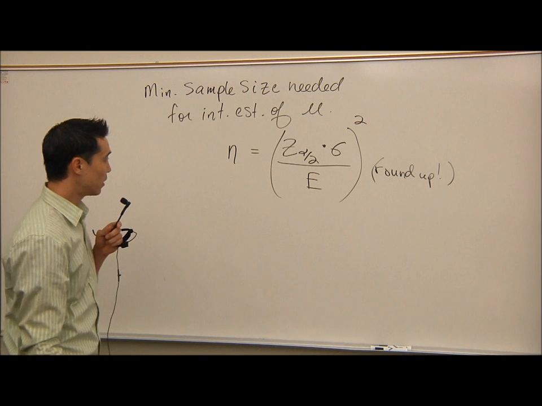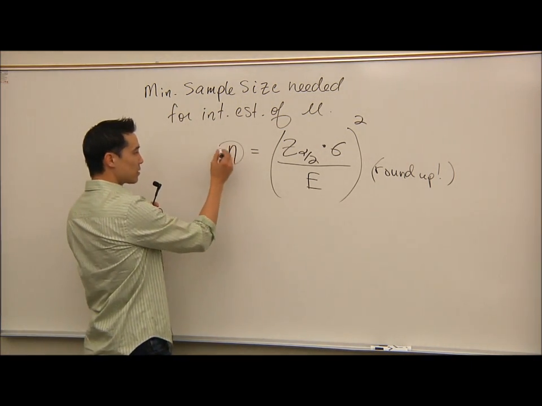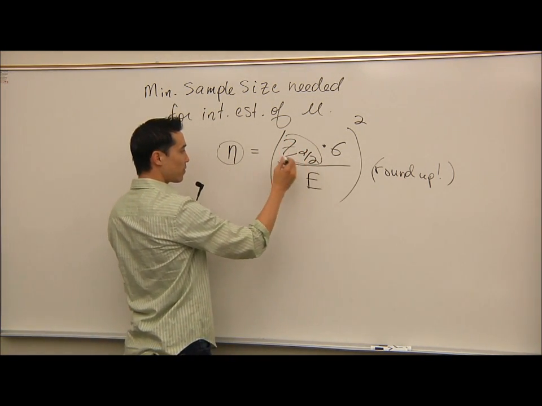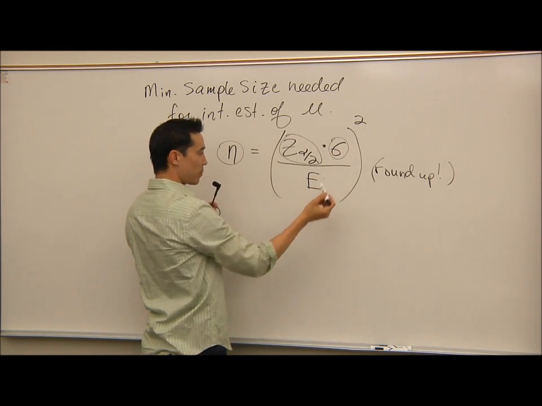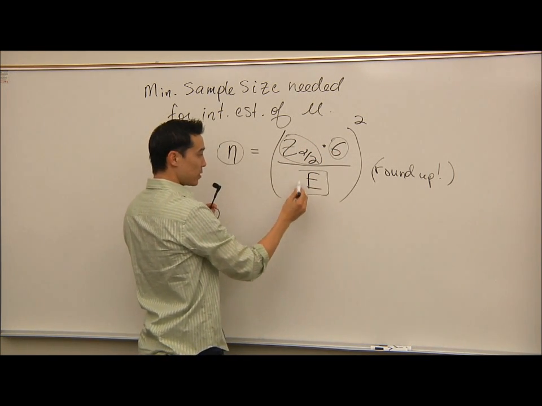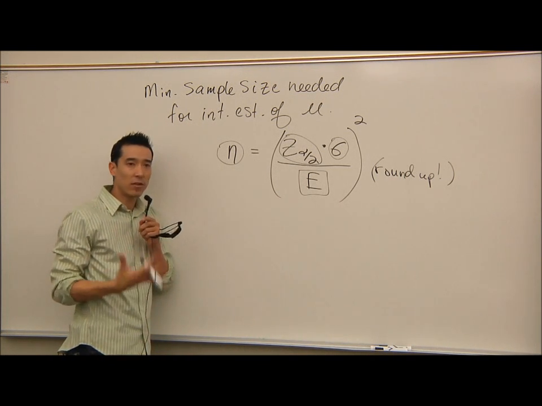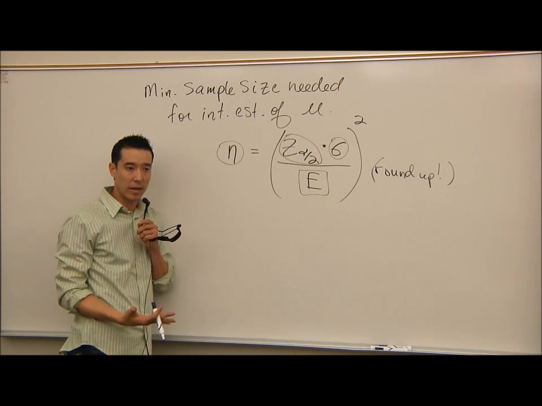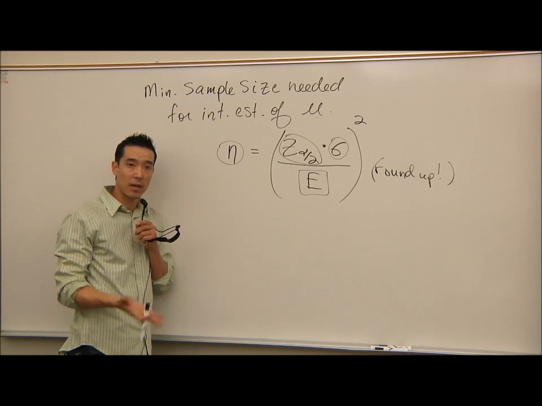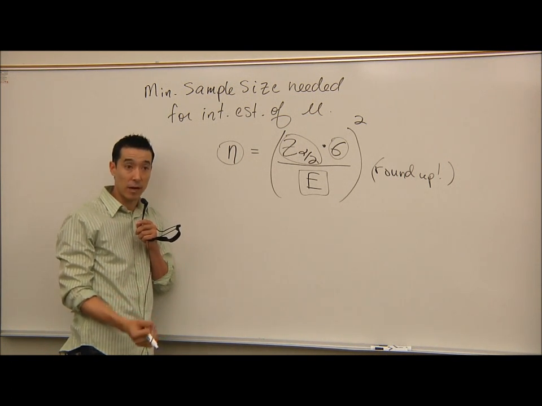Okay, so we already know what n is, that's the sample size. We already know how to do z sub alpha over 2. We already know sigma, that's the population standard deviation. So this guy's new, this e. That e stands for error, and that's the level of accuracy that you want. It should be pretty clear in the problem what the level of accuracy or error is.